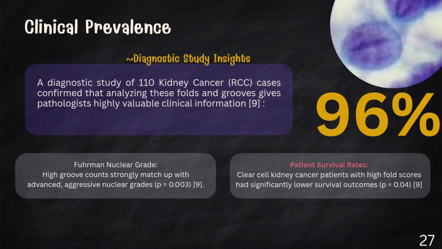Next is clinical prevalence. The study found that 69% of the renal cell carcinoma cases show nuclear grooves, demonstrating that this feature is very common in RCC. They also reported that nuclear grooves were more frequently observed in papillary and chromophobe renal cell carcinoma compared with clear cell RCC.